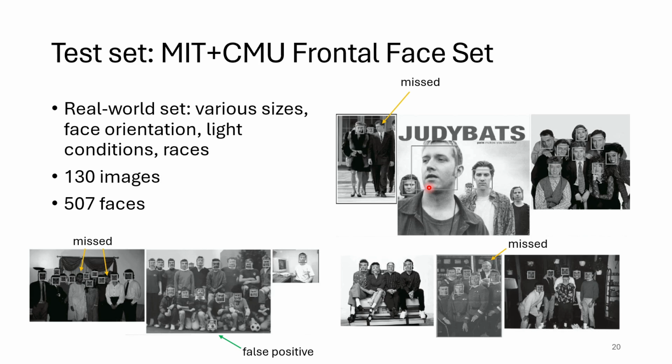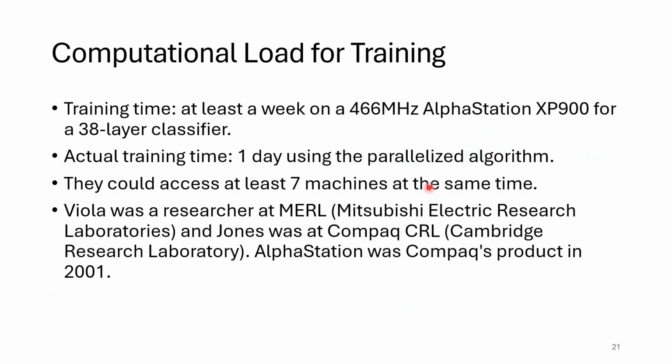Also, why do they use the MIT plus CMU frontal set? Because it's a benchmark. Using this data set, they can compare their performance with existing methods. Now let's talk. The paper was published in 2004. How many days did they need to train their cascade of classifiers? More than 7 days. On what machine? On a state-of-the-art machine 20 years ago.